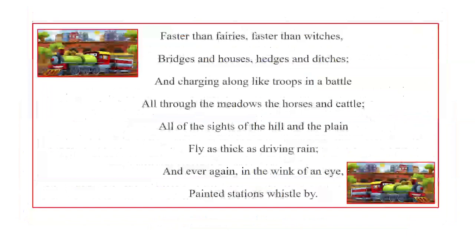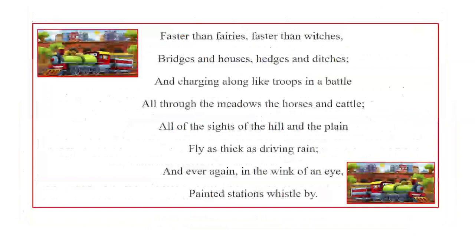Fairies are imaginary creatures with magical powers, and witches are women having black magical powers. Now, he says that the train is running so fast that it is rushing. Rushing means it's moving forward like soldiers who are attacking their enemies in the battlefield. The speedy movement of the train leaves behind bridges, houses, fences, and ditches. Now, what are ditches? Ditches are a drainage system along the side of the road.